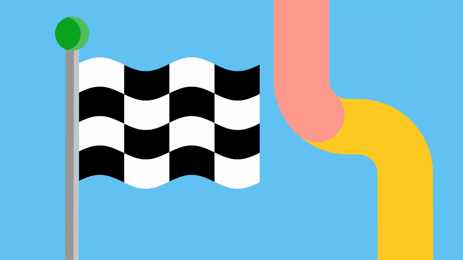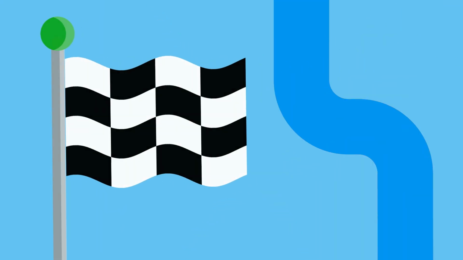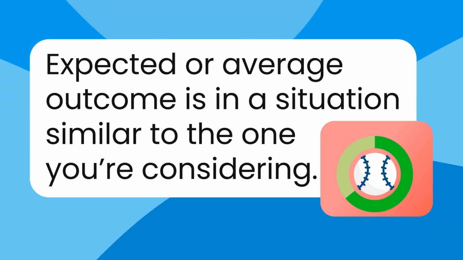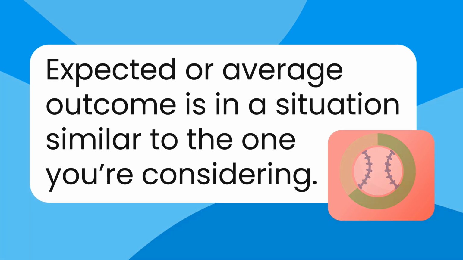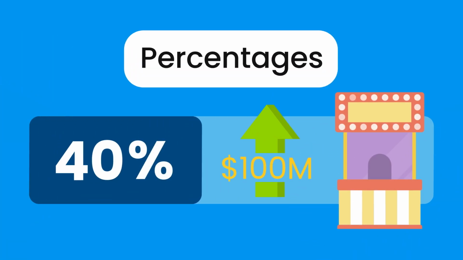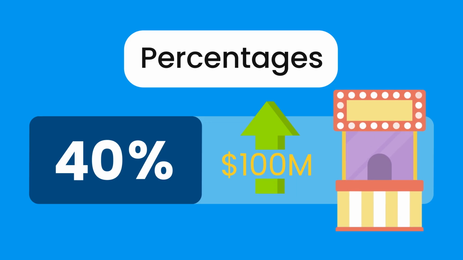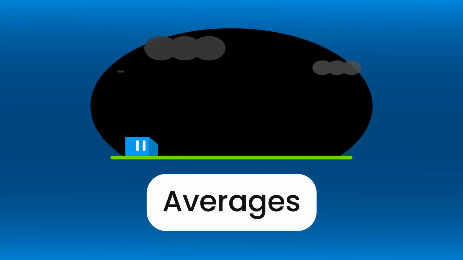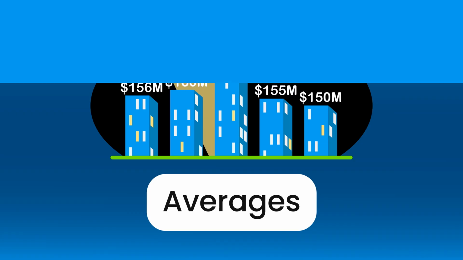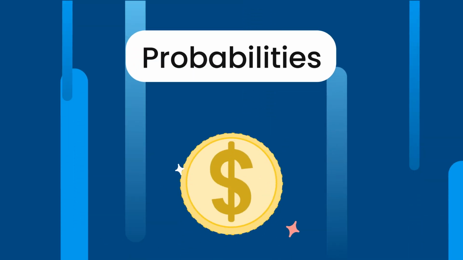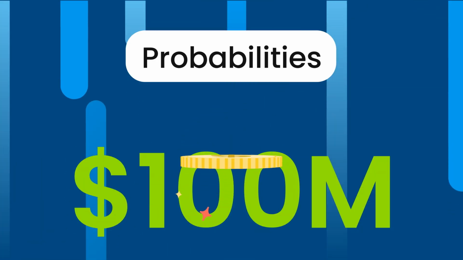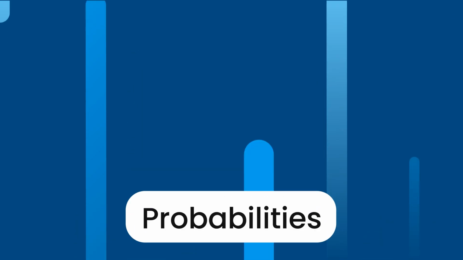Base rates are super important for forecasters because they give you a starting point for your forecast. They tell you what the expected or average outcome is in a situation similar to the one that you're considering. They can be expressed in percentages, like the percentage of superhero movies that have opening weekend box office sales above $100 million. Or they can be expressed in averages, like the average opening weekend sales of superhero movies from the past 5 years. They can also be expressed as probabilities, such as the likelihood that a superhero movie will gross over $100 million on opening weekend based on past trends.